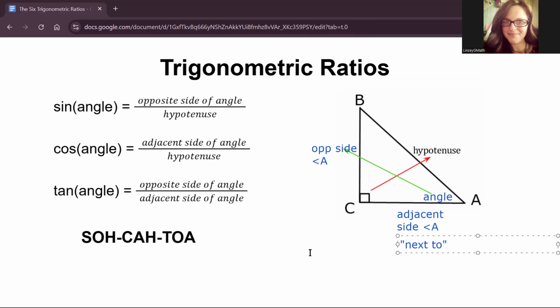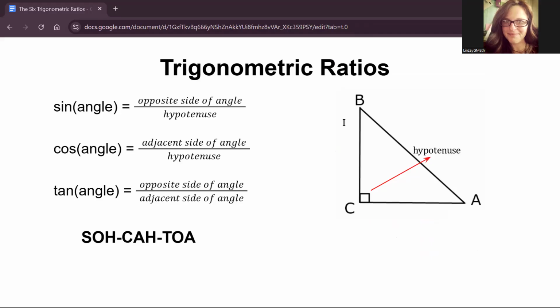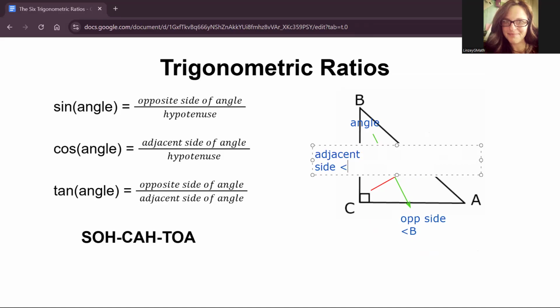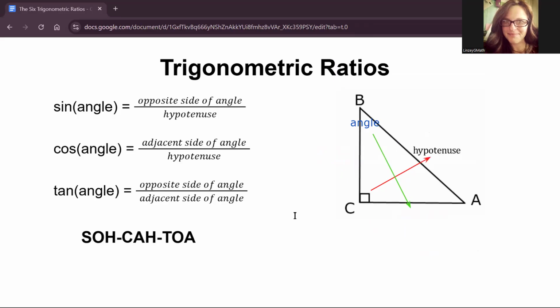Adjacent, next to. And then if we focus on the other angle, angle B, we see that the opposite side of angle B is AC. And then this would be the adjacent side of angle B. So it depends on which angle you're talking about.